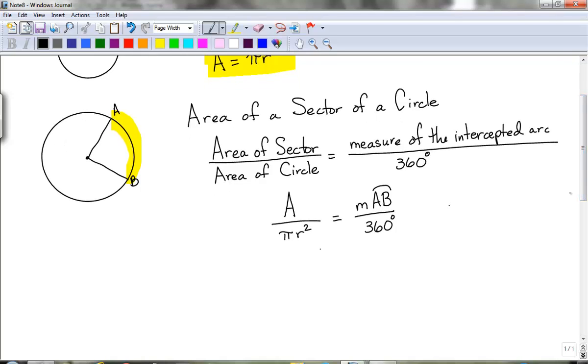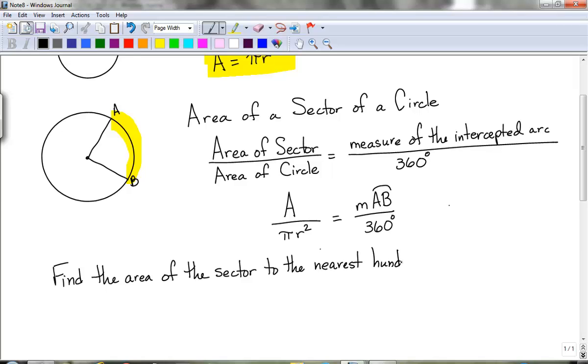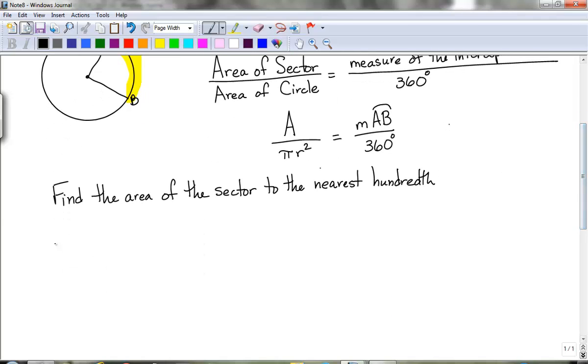Okay, so I want to go through two examples and pay attention to how they want you to round it. On this, find the area of the sector, and on this one I'm going to go to the nearest hundredth. But you need to look in the book. Are they going to the nearest tenth, nearest whole number, nearest hundredth?